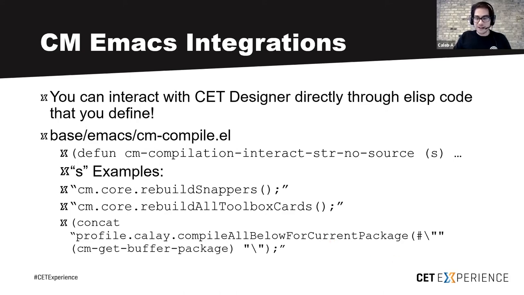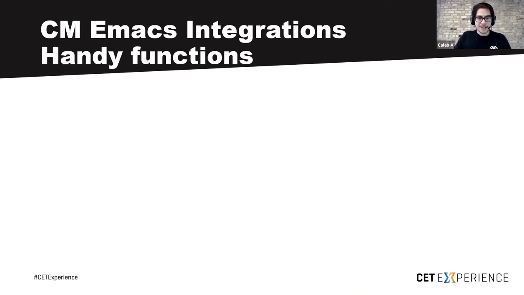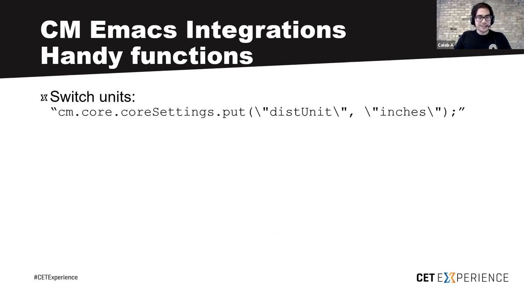And notice here how I'm also calling profile code. So if you have profile code that does specific things, it's even more powerful. So for instance, this one compiles all below for my current package, and it grabs the current buffer package and uses that as a parameter for CM code. Pretty handy. So some more handy functions that I use regularly.